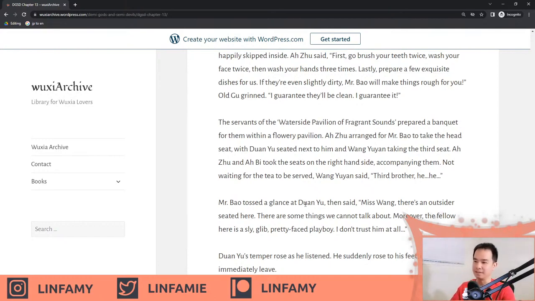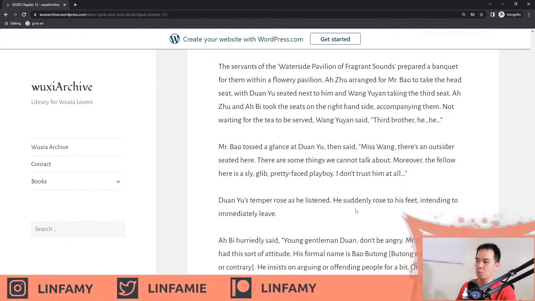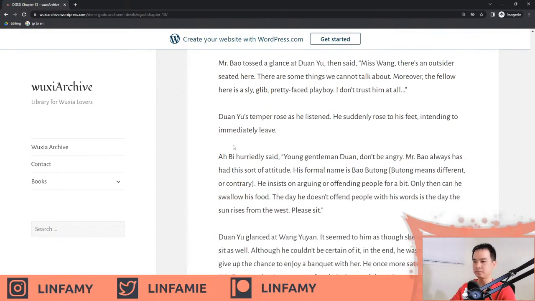Mr. Bao tossed a glance at Duan Yu, then said, "Miss Wang, there's an outsider seated here. There are some things we cannot talk about. Moreover, the fellow here is a sly, glib, pretty-faced playboy. Don't trust him at all." Duan Yu's temper rose as he listened. He suddenly rose to his feet, intending to immediately leave.